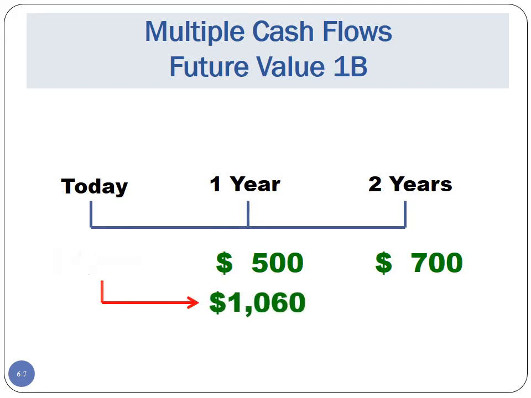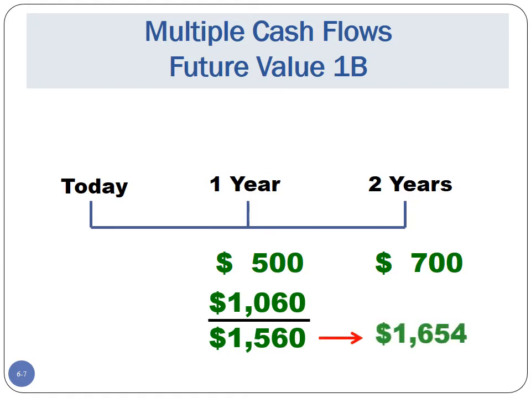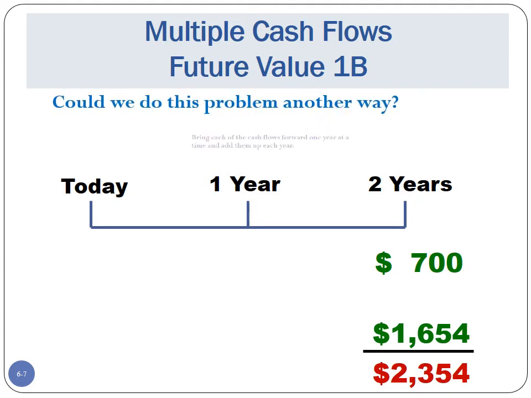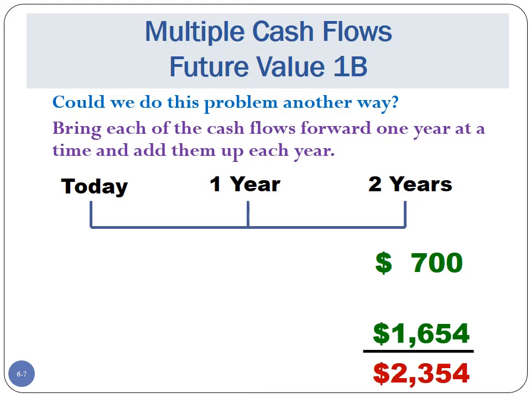Another way to do it is to do it year by year. So at the end of 1 year, we have $1,560, and then compound that into 2 years. At 1 year, $1,654. And we get $2,354. Could we do this problem another way? We could, and this is how we just did it. We brought them forward 1 year at a time and add them up in each year.